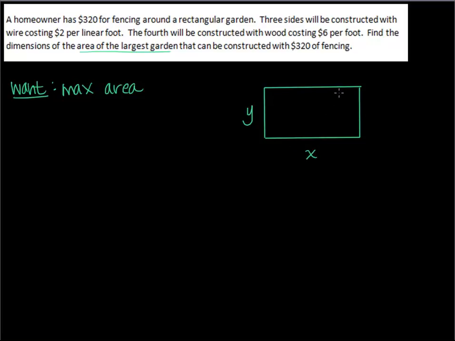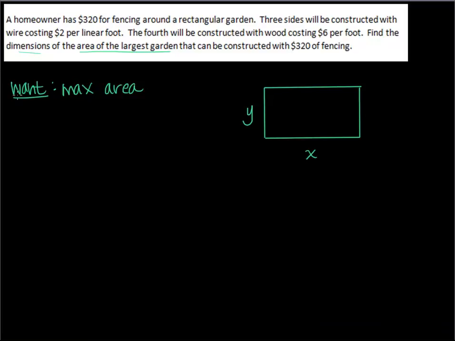This is going to be x. This is a rectangular garden, right? I don't know the dimensions. Look at what this is asking. Find the dimensions. So that's kind of a hint that that's my unknown. My unknown are my dimensions. So I'm going to let x be this linear distance right here. I'm going to let y be this distance right here. So I want the maximum area.